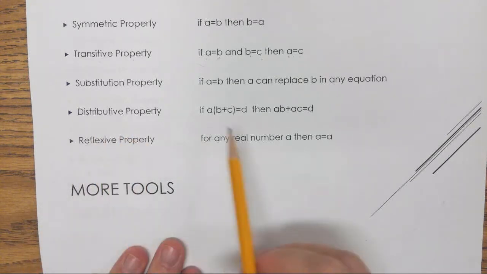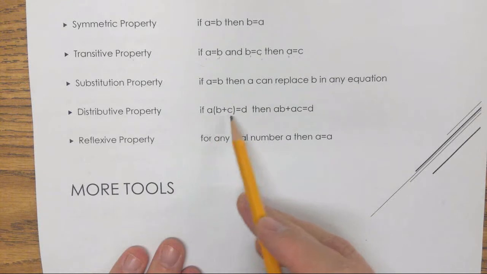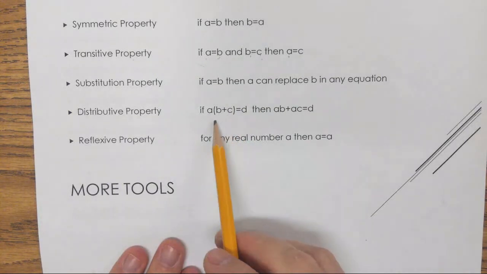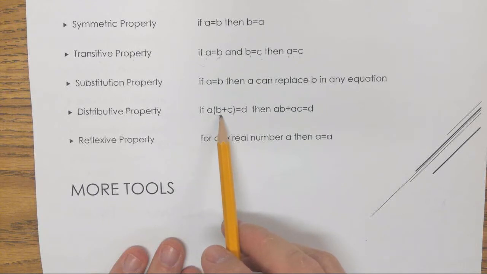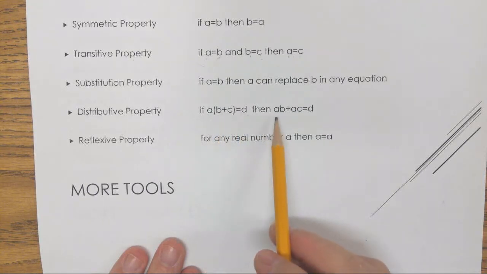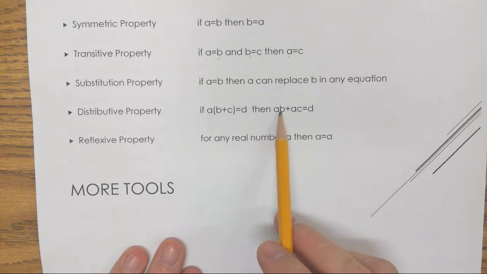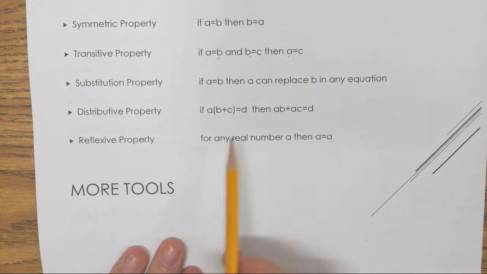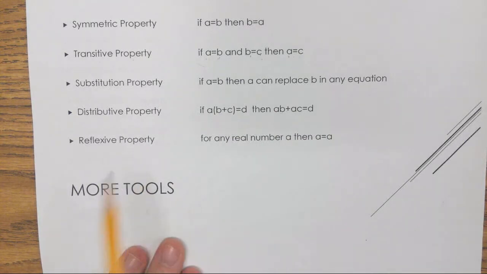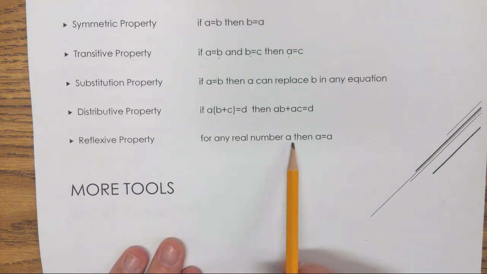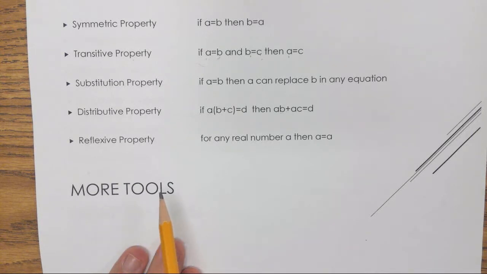Distributive property. Well, this just means distribution. I'm just distributing through my equation here. So if A times the quantity B plus C equals D, then I could say that AB, or A times B, plus A times C equals D. They're the same. Finally, we've got the reflexive property, and for any real number A, then that number is equal to itself. You guys may feel like that makes no sense, or what's the point of that? It'll become more obvious in some later units when we do some more serious proofs. Okay? Alright.